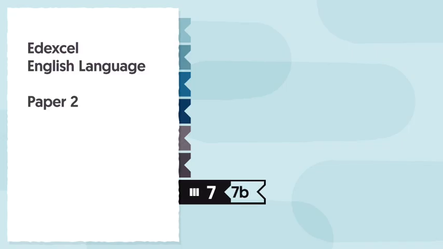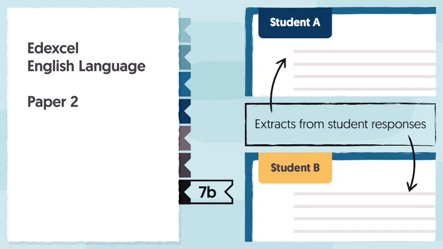In this video, we'll talk through how to approach Edexcel English Language Paper 2, Question 7b. To do that, we'll look at extracts from a couple of student responses to a set question. So remember, you can pause the video at any point if you need time to read through what's on screen.